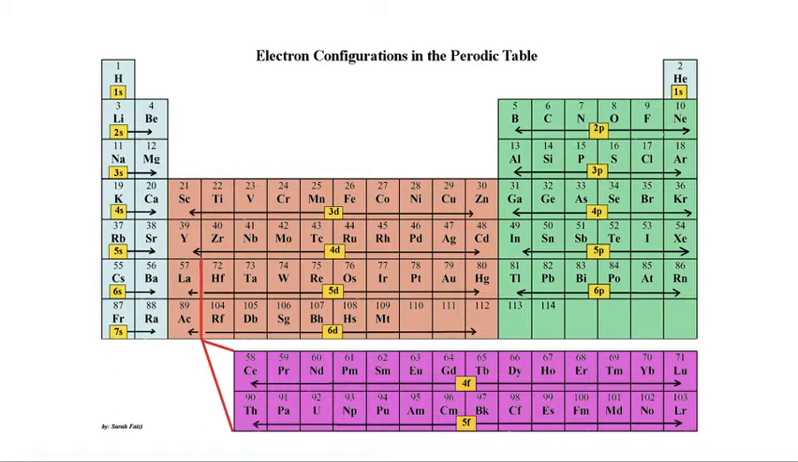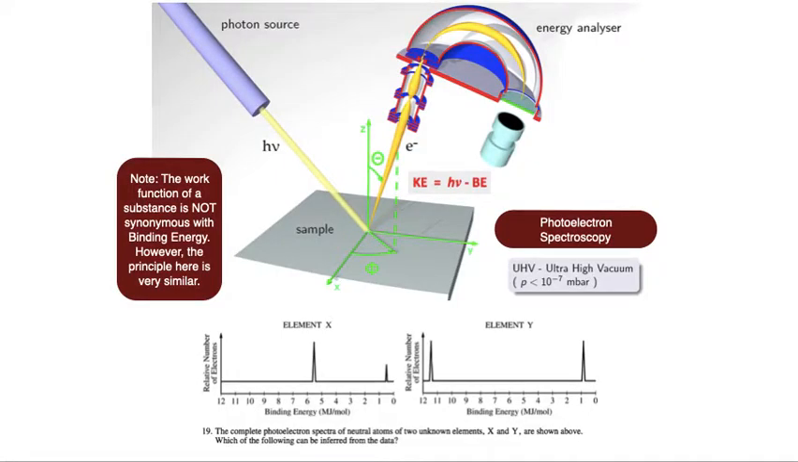Okay, so what is photoelectron spectroscopy? It's a technique that's used to analyze a substance and really the subshells to look at where the electrons are located in the subshells of that substance. And it does this by using a high energy source of light, typically X-ray light, high energy X-ray light.